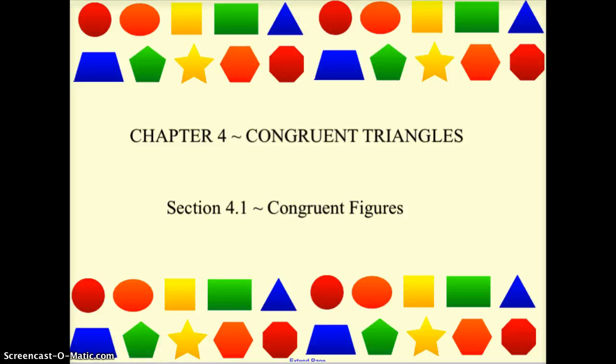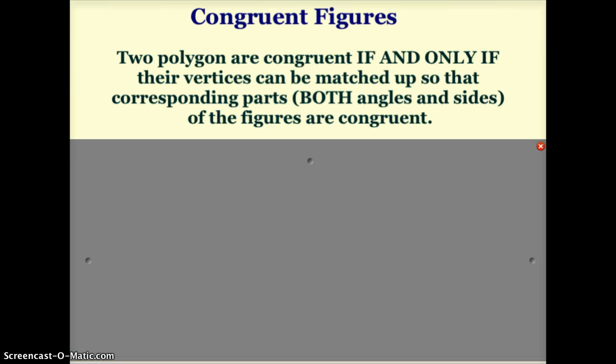Chapter 4 deals with congruent triangles. The first section talks about congruent figures. Two polygons are congruent if and only if their vertices can be matched up so that corresponding parts, both the angles and the sides of the figure, are congruent.